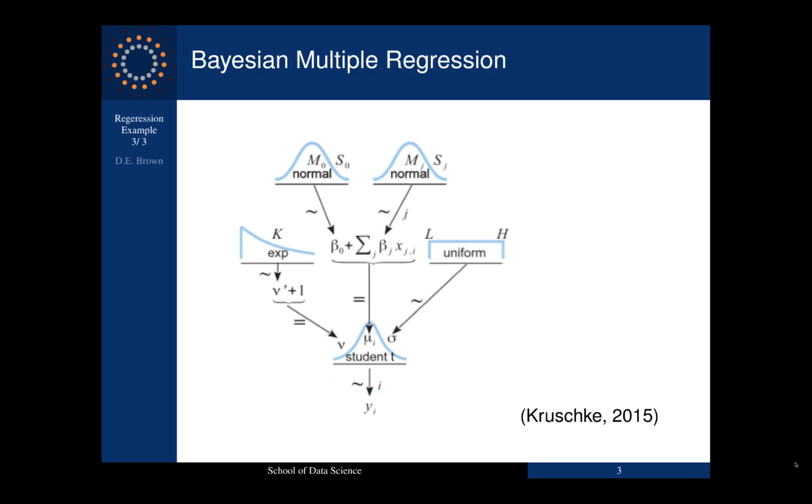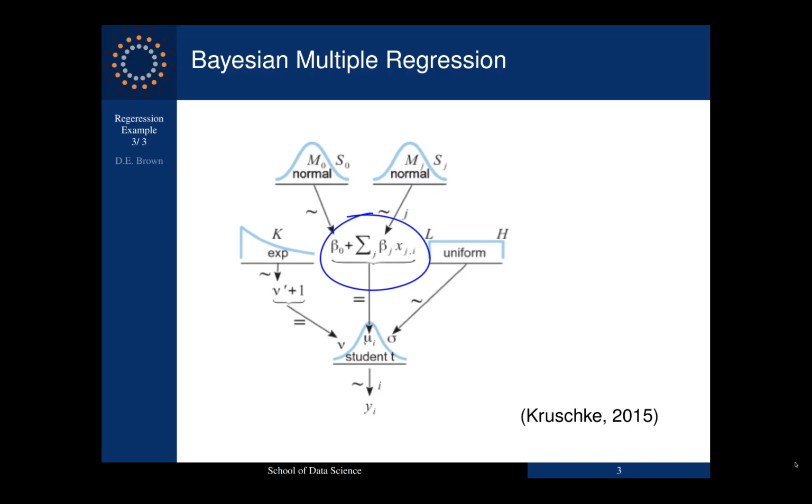So the nu parameter, we're going to model the prior with an exponential because the degrees of freedom have to be strictly positive. The mu parameter, the mean or the location of the Student t-distribution, we're going to model, of course, with the regression equation.